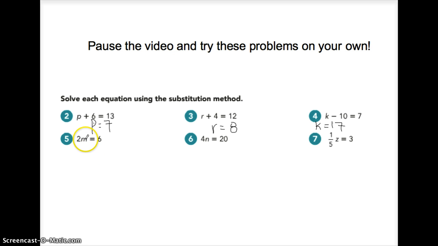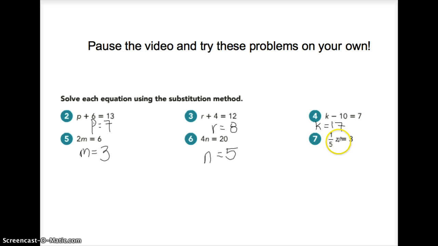2 times what number? Remember, this is 2m, so 2 times this number equals 6. We know that 2 times 3 equals 6, so m equals 3. Okay, and let's try this next one. 4 times what number equals 20? We know that n equals 5. And this last one is a little bit tricky, but we can still do it.